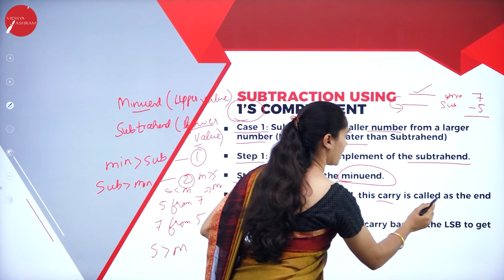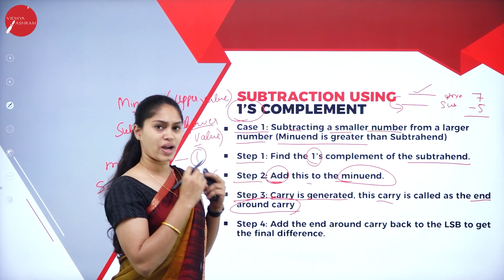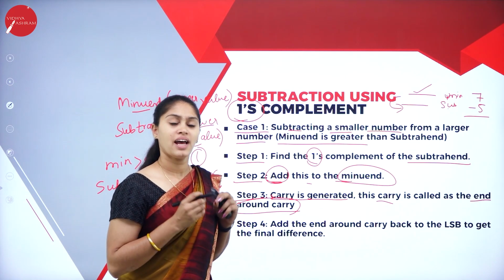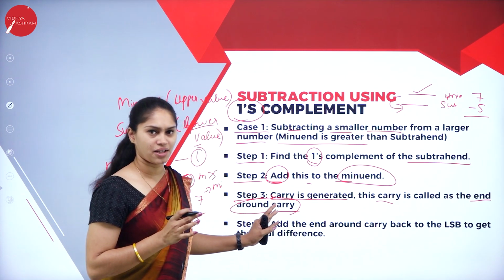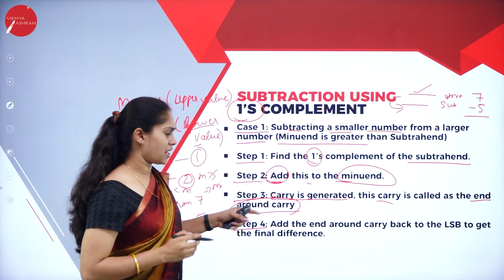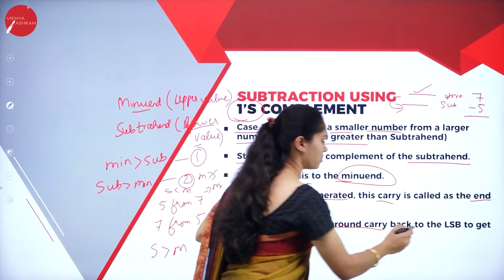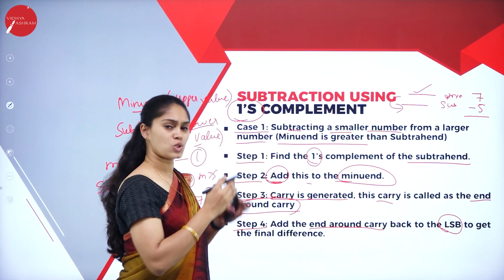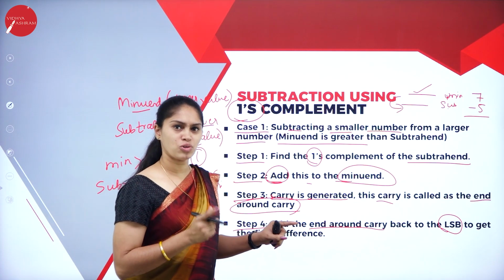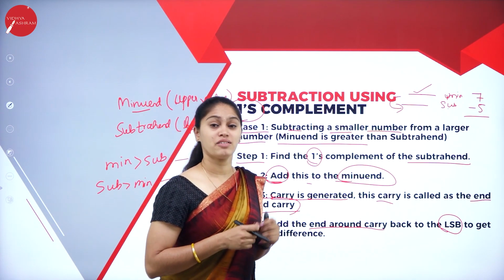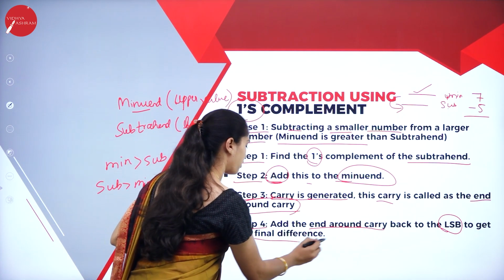Then we have to take that carry as an end around carry. When I add this 1's complemented subtrahend with the minuend, I am going to get the carry, and we are going to call that carry the end around carry. Okay, that is step 3. In step 4, we have to add this end around carry back to the LSB, that is, the least significant bit. The rightmost bit is considered the least significant bit. We have to add that carry, whether it is 0 or 1, to the LSB, and we are going to get the final difference.